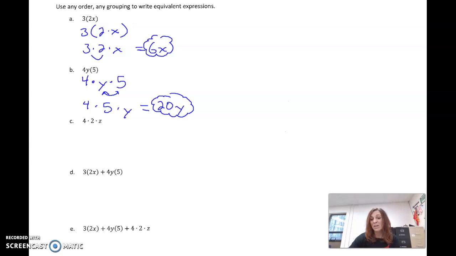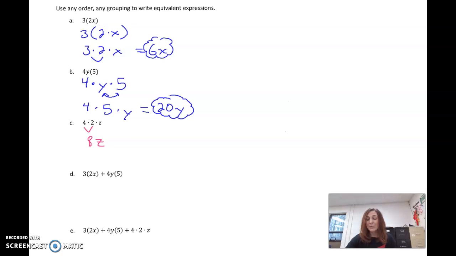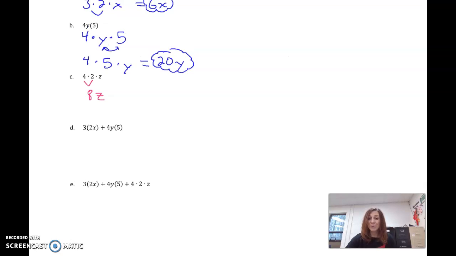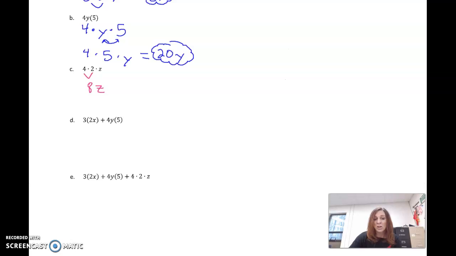Okay, so this one here, 4 times 2 times z, just go 4 times 2. That's 8. So that's 8 z's. Don't overthink it. Just get comfortable doing this stuff, because this will come into play later when we get more into solving equations. You're going to have to gather some like terms. You're going to have to multiply to make it as simple as possible. Use what we know to simplify.